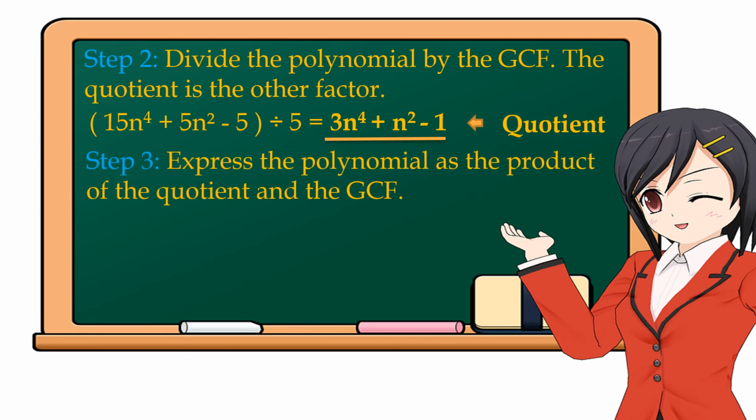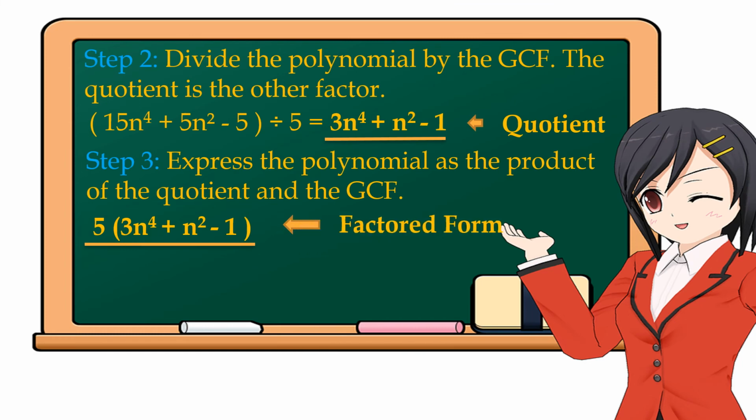And step number 3, express the polynomial as the product of the quotient and the GCF. So we have the GCF and we have the quotient. So it will be written as 5 times the quantity 3n raised to the fourth plus n squared minus 1. So it is the factored form of the given trinomial. So our answer is equal to 5 times the quantity 3n raised to the fourth plus n squared minus 1.